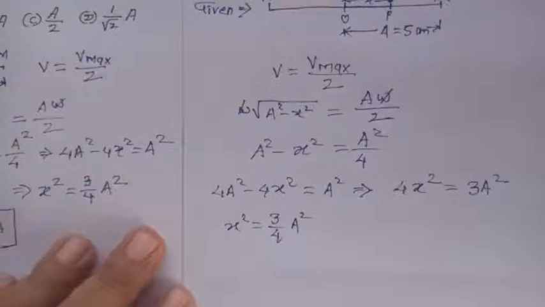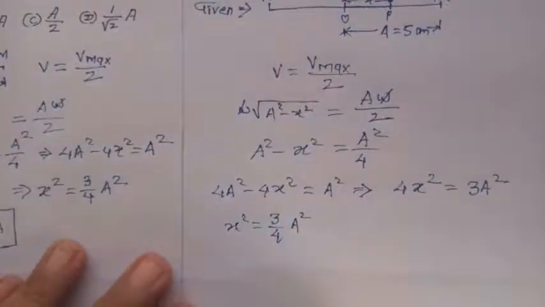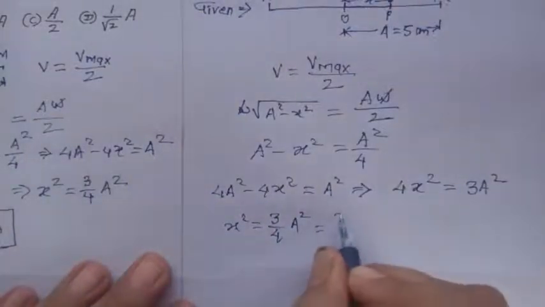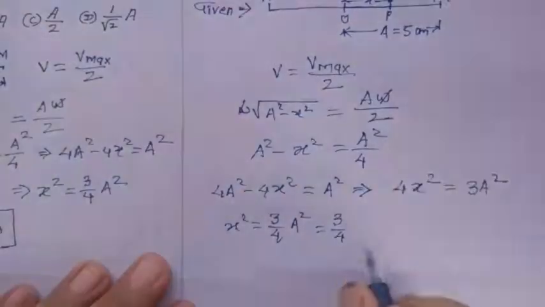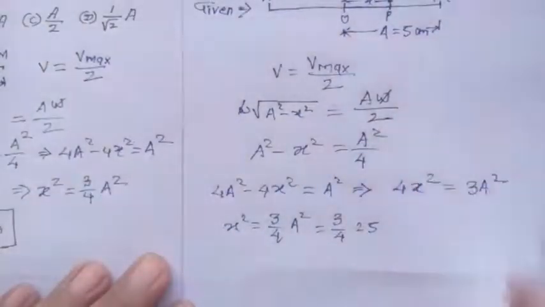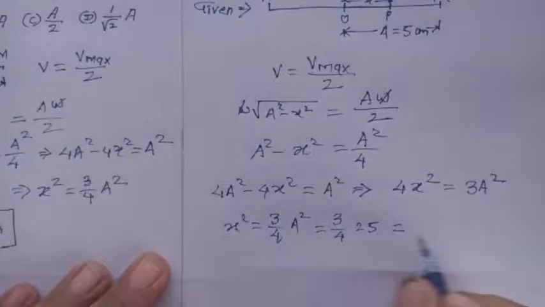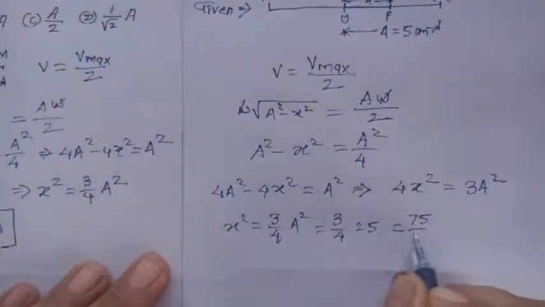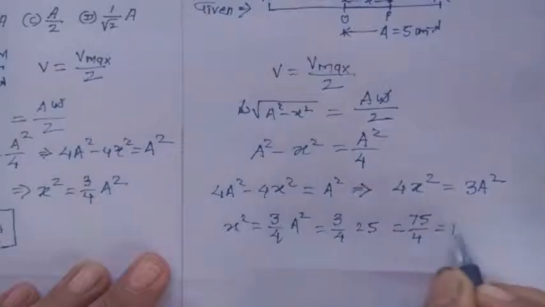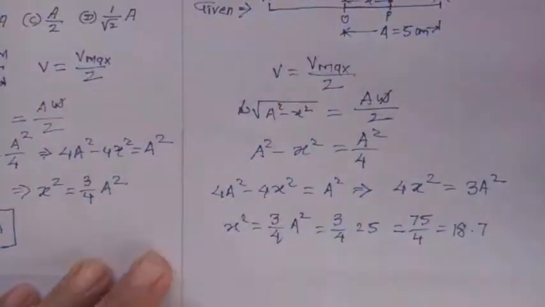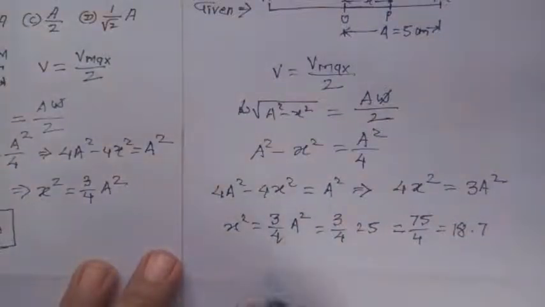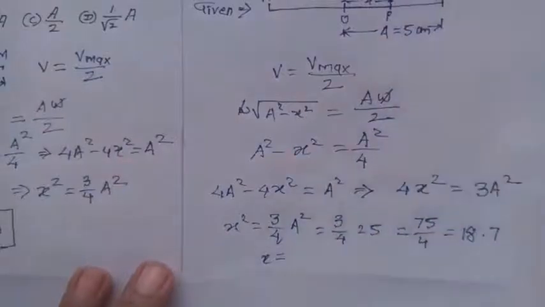So I can write here now 3 by 4 a square is equal to 25, because a is equal to 5, and 3/4 of 25, or 75 upon 4, will give 18.7. X square is equal to 18.7. From that you can find the value of x that is given in your book. Now the next problem.